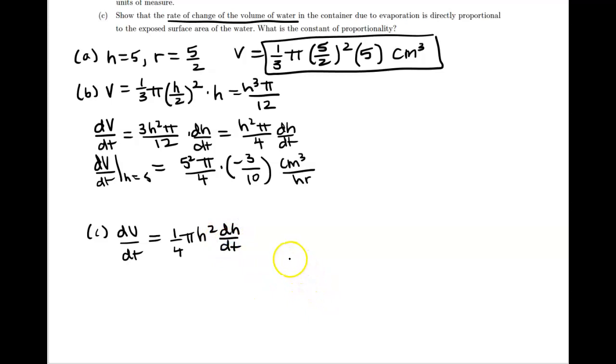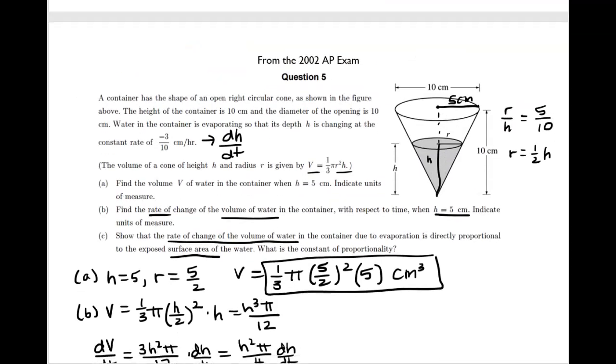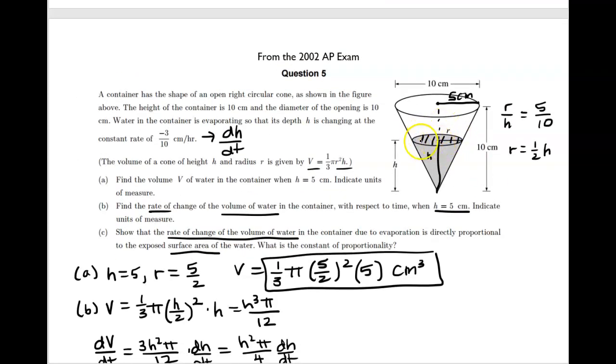We want to show that that's proportional to the exposed surface area of the water. The surface area of the water would be pi r squared. So we have to show that this is equal somehow to pi r squared. Let's go ahead and plug in the dh/dt, 1/4 pi h squared times our negative 3 over 10. So we have negative 3 over 40 pi h squared. Now, it is asking about the exposed surface area of the water. If we looked back up there again, the exposed surface area is a circle. So we're trying to make it as a multiple of pi r squared.